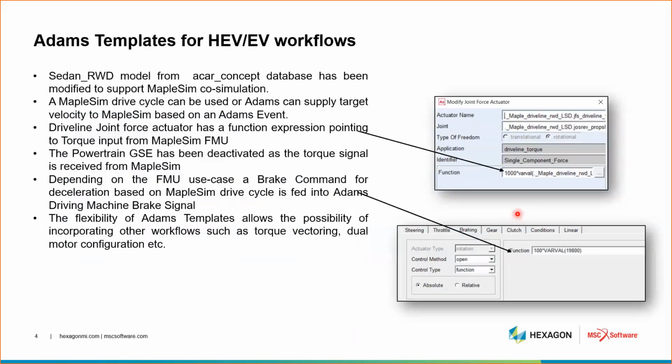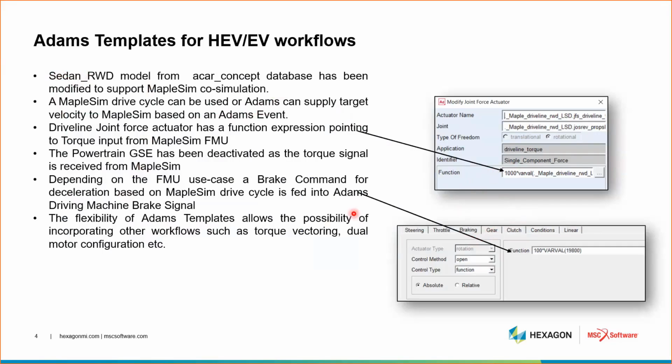Before I move to the Adams GUI, we did try to do this with several different configurations of Adams models, which I'll be showing in the Adams interface as well. But as a baseline, we just started with the sedan rear-wheel drive model from the ACAR concept database, which a lot of you might be familiar with. We made changes to the driveline template and got the input from the Maplesim model over here.